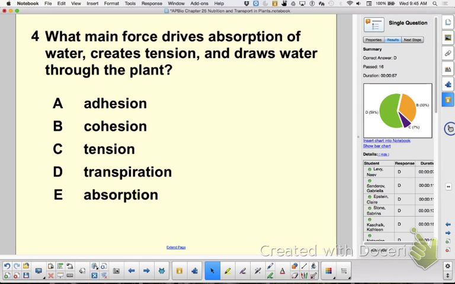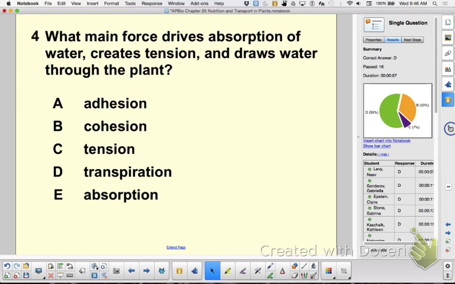Okay, guys, we better talk about this. It's kind of huge. What main force drives absorption of water, creates tension, and draws water through the plant? You're right, it is transpiration. You can have cohesion in a lake, right? That's not going to pull the water up. Your source is the sun, right? The low water potential out in the air, and it's pulling that water up. That is key. That one is shock and awe for me. Okay, that you're not getting that.